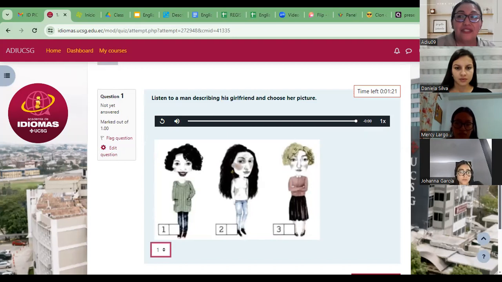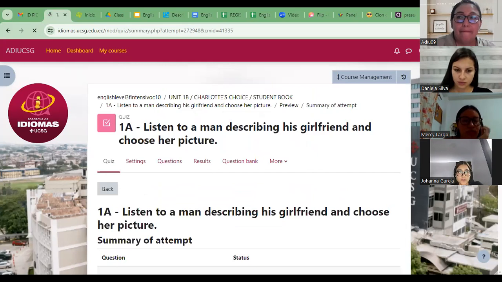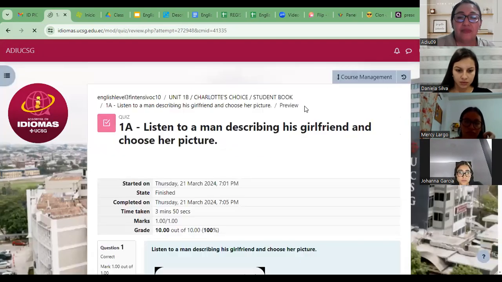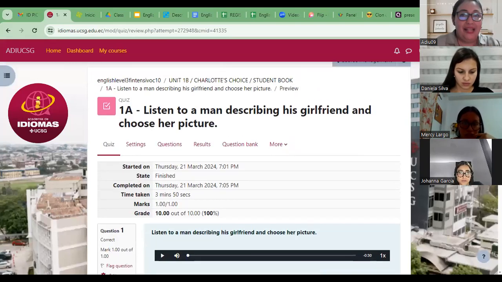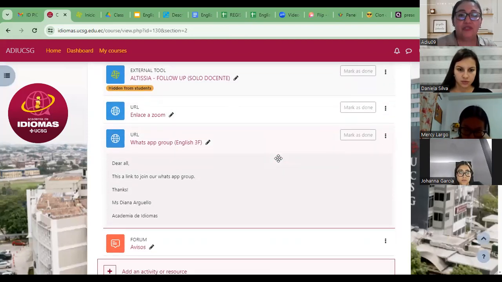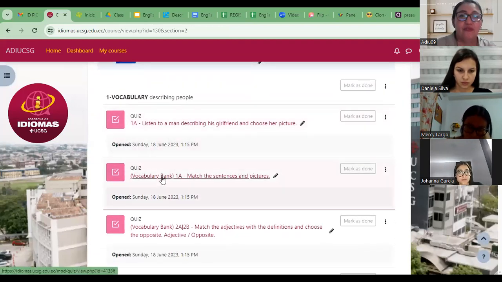And that is the first quiz. And this is unit 1B, okay? So once you click submit and finish, you check, and that's it. So that's the first quiz, okay? Now let's keep moving. Now that we can work on descriptions a little bit more. So that's 1A. Now let's move to 1.